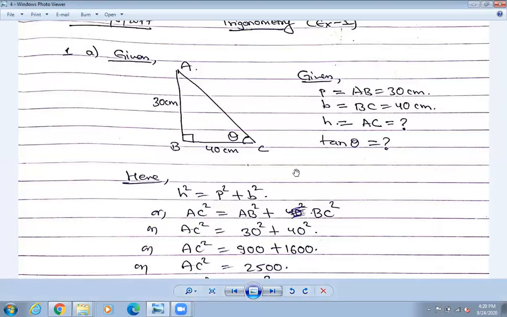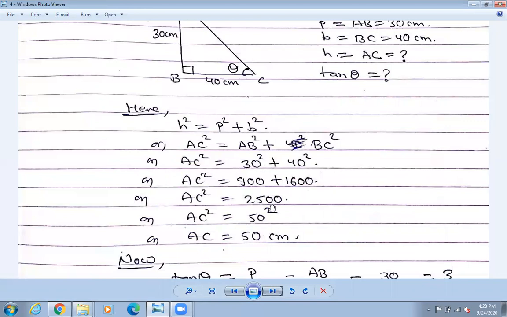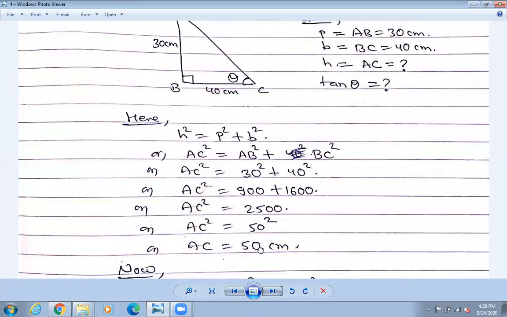Otherwise, you can use a calculator to get the answer. So the square root of 2500 is 50 square. So square and square root will be cancelled. So AC equals 50 centimeter. Okay, we got the value of AC.